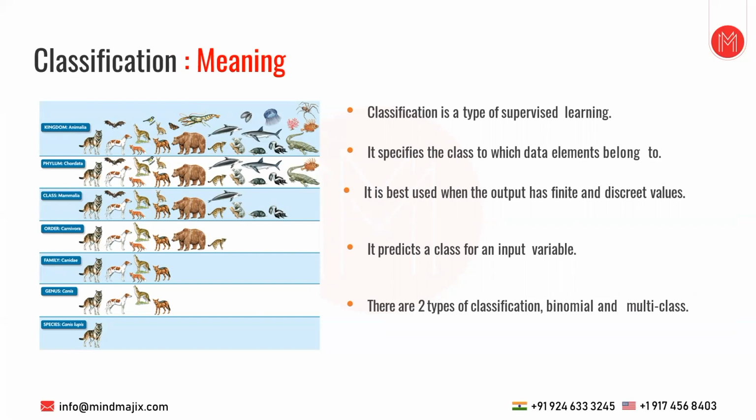It is best used when the output has finite and discrete values. It predicts a class of an input variable. There are two types of classification: binomial or binary, and multi-class classification. In machine learning, classification refers to a predictive modeling problem where a class label is predicted for a given example of input data.